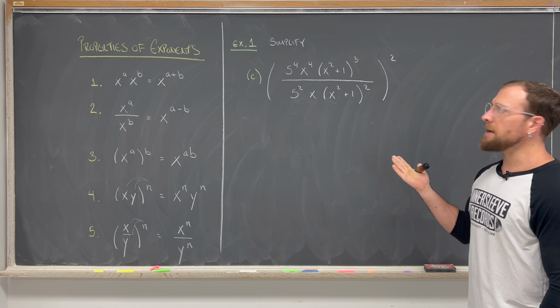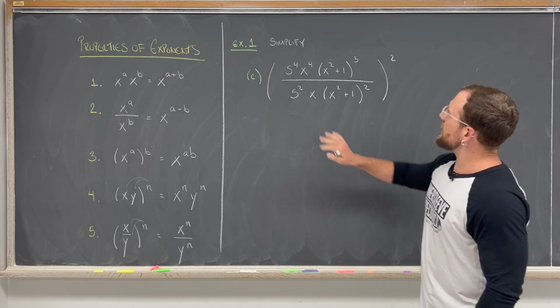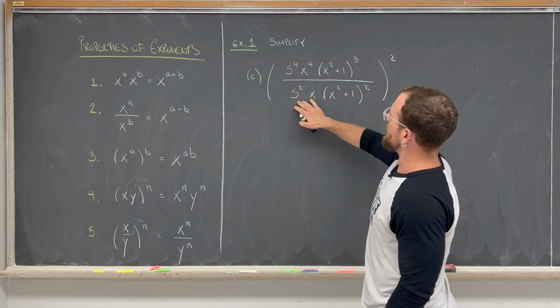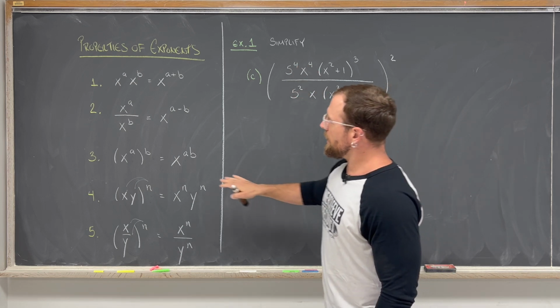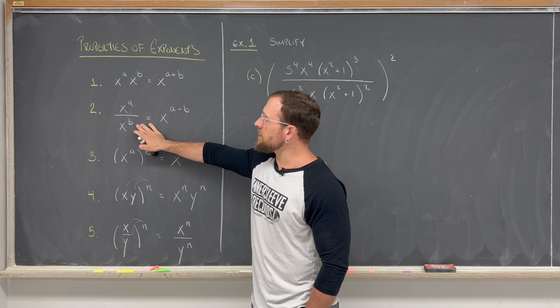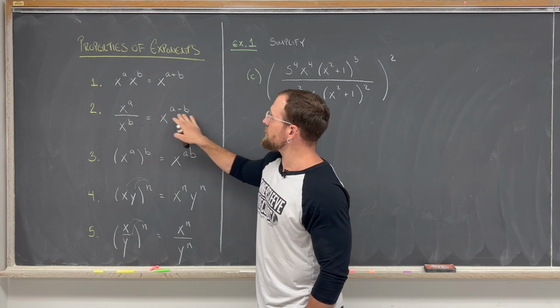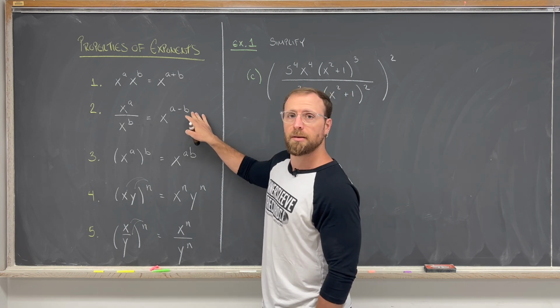All right, let's take a look at example 1c. This one's got a lot going on here. Let's see, we've got 5 to the 4th upstairs, a 5 squared downstairs. This property, number 2, tells me that when you have the same base upstairs and downstairs with these exponents, you subtract exponents, the top one minus the bottom one.